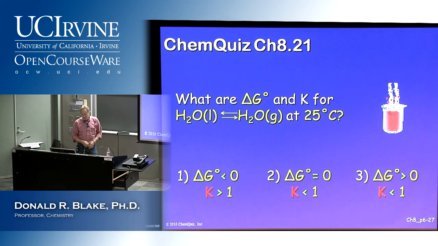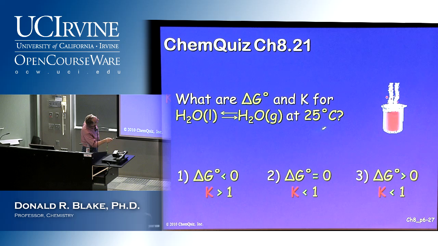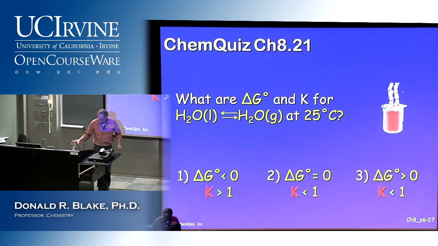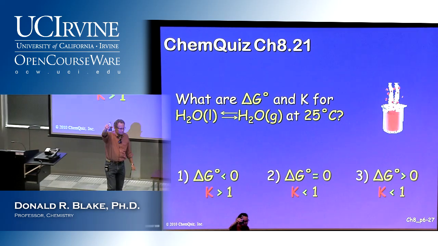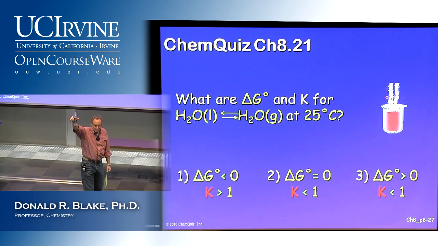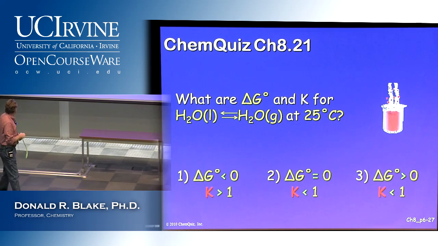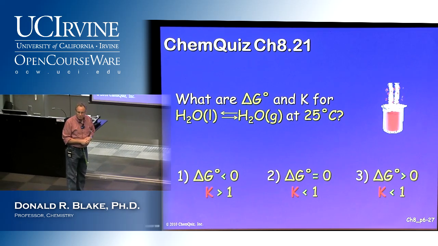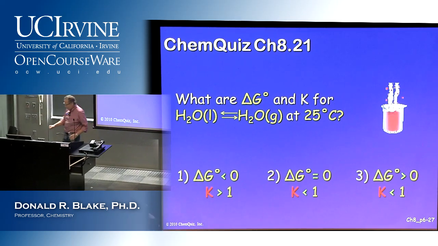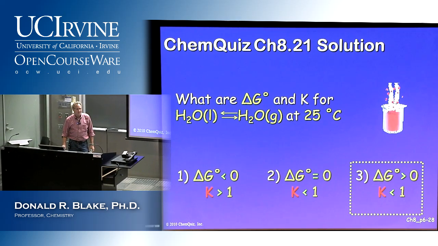What are delta G naught and K for this at 25 degrees C? Room temperature. At room temperature, folks, I have water. Is it boiling at room temperature? That means it's not spontaneous, which means what? The delta G must be greater than 0, right? Let's see if I'm right. And K must be less than 1. Oh, look at that. I'm incredible.